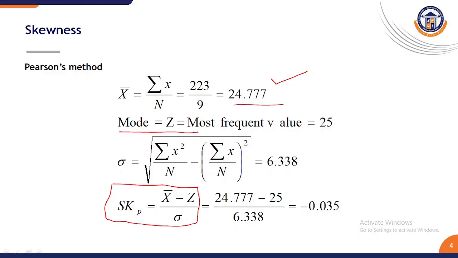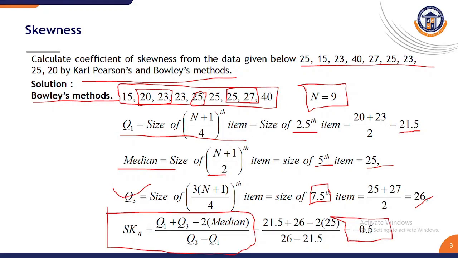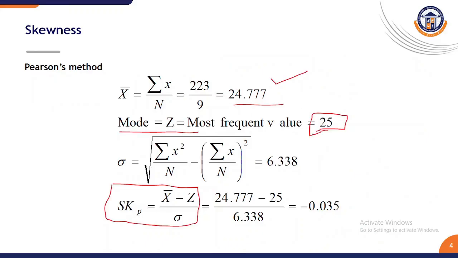Mode, it is denoted by Z and defined by most frequent value. Here 25 repeats 3 times in the frequency. So mode for the given data set is 25, and the sigma, that means standard deviation, is calculated by using the formula square root of sum of x square divided by n minus mean square value. Therefore, the sigma is 6.338. Then the skewness by Pearson method value is minus 0.035.